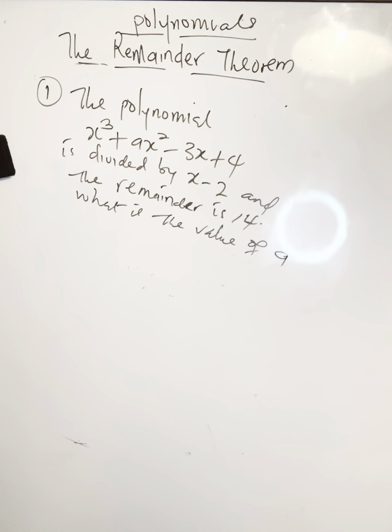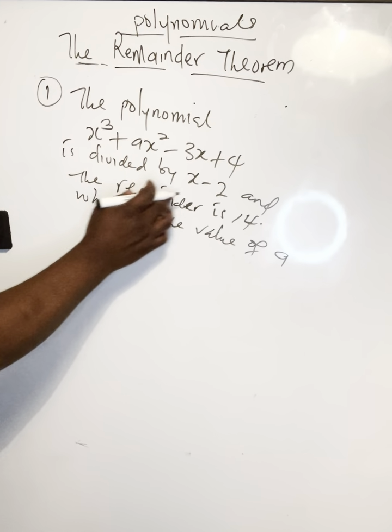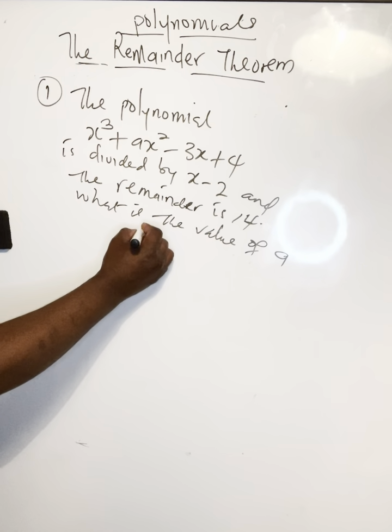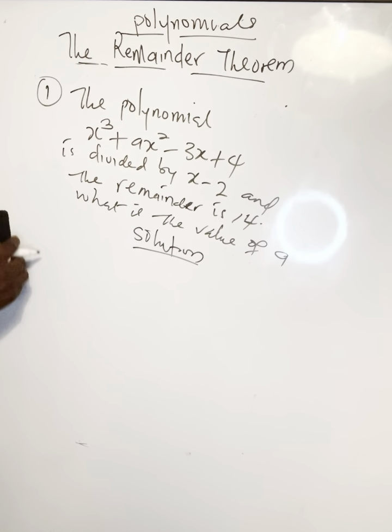Looking at this, it's very simple. I'm going to use the theorem again here because this is the divisor. It's actually a linear divisor, and this is the polynomial expression. They said when this polynomial is divided by x minus 2, the remainder is 14. And remember, there's a variable here and a non-variable. So what I need to do is to write the solution. How do I go about this?